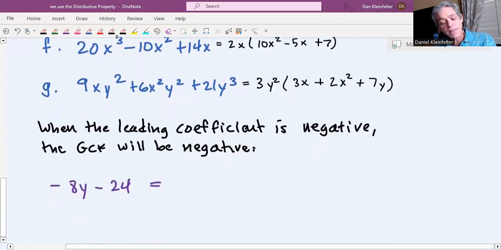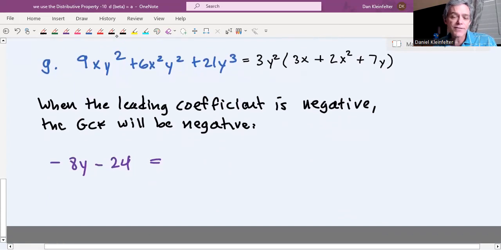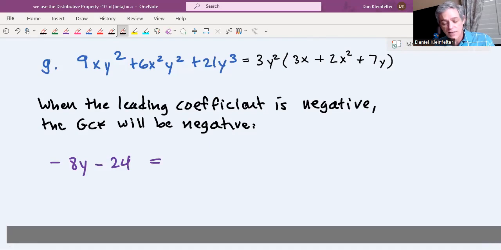Okay, when the leading coefficient is negative, then the greatest common factor will be negative. So here we have negative 8y minus 24. I could see that I could factor out either 8 or negative 8. It looks cleanest if you factor out the negative 8. So let's do that. We'll factor out negative 8. That will leave y plus 3. Okay, make sure that you follow that. Again, if you distribute, you'd have negative 8y minus 24.